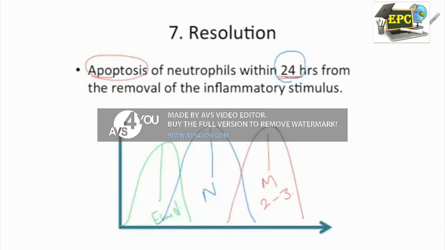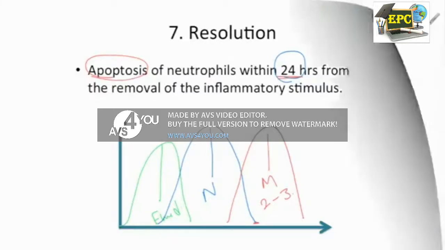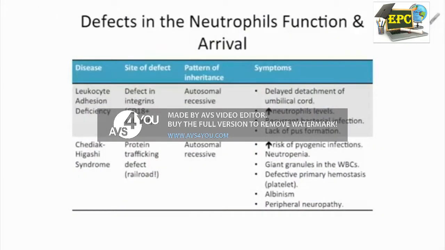So the neutrophils will start to apoptose here, and the macrophages will take place to give us the outcomes that we will talk about later that might happen with acute inflammation. Now, getting to the table of defects in the neutrophils in function and arrival.